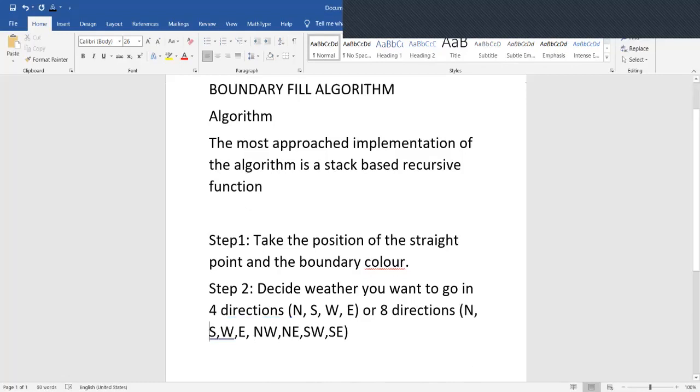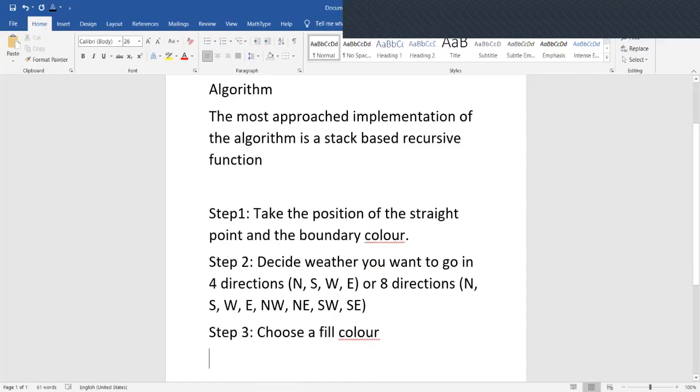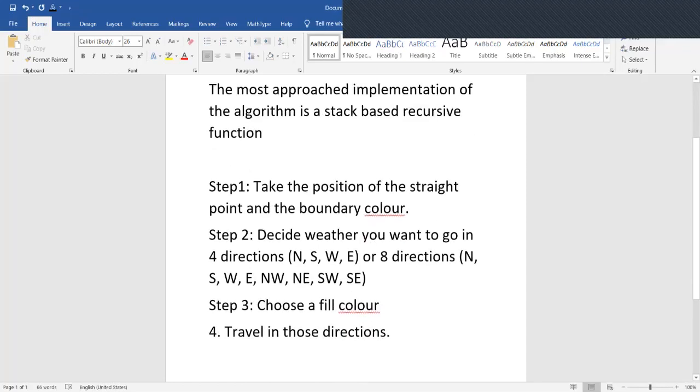Now we look into the third step. Third step is choose a fill color. Why do we choose a fill color? A color will be chosen for filling up the polygon. Now, the next point is travel in those directions. Now we will travel in those directions.